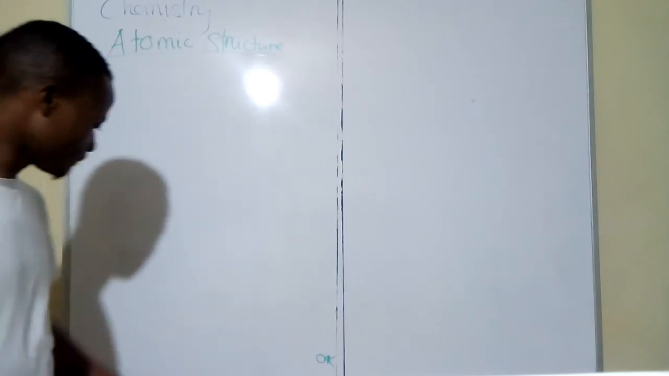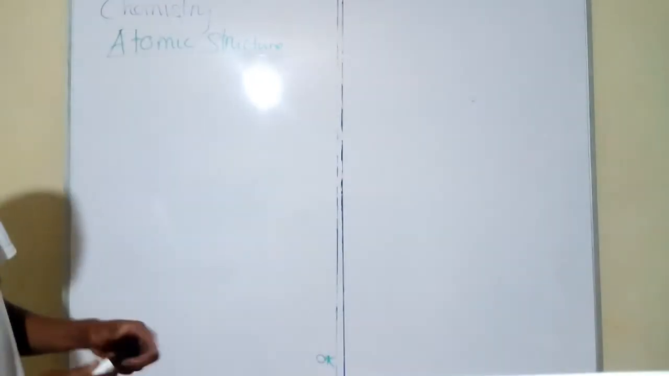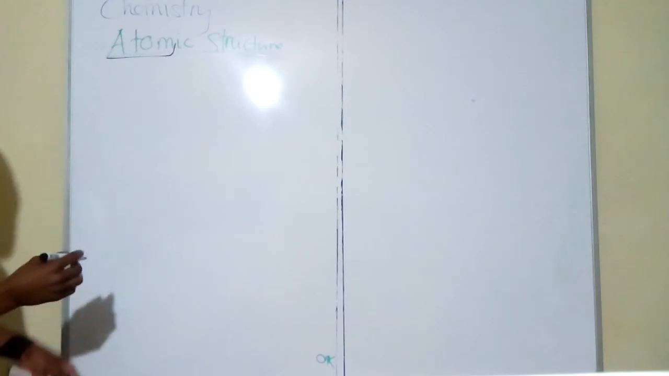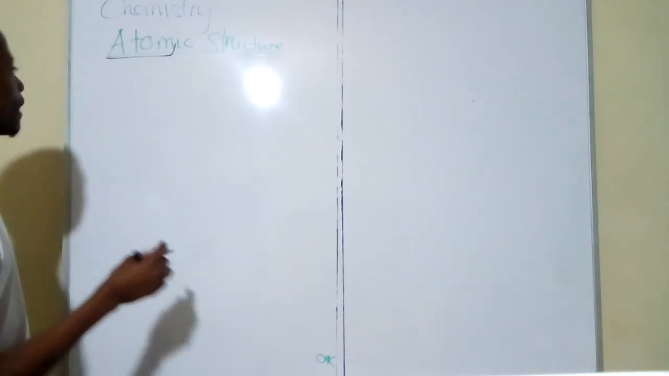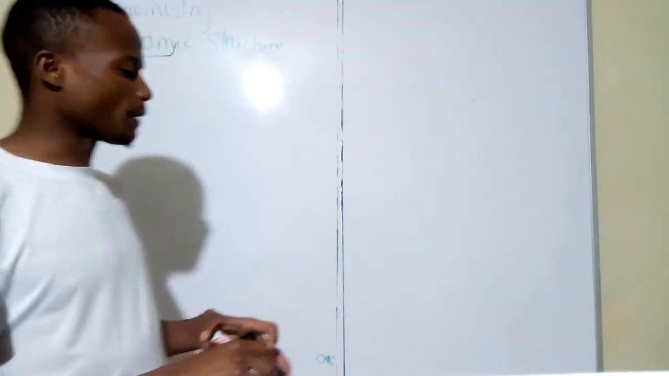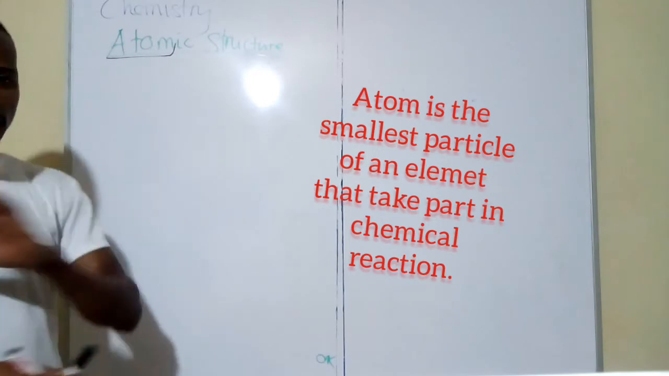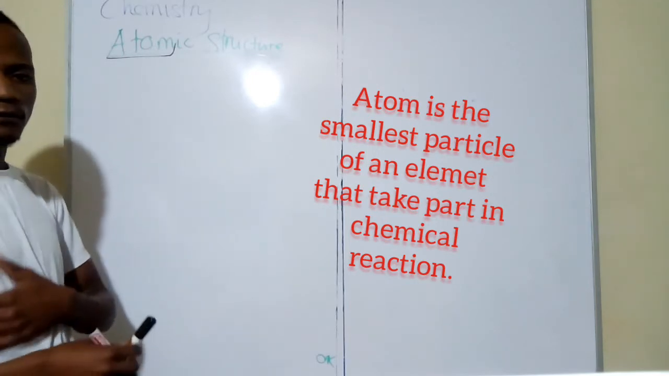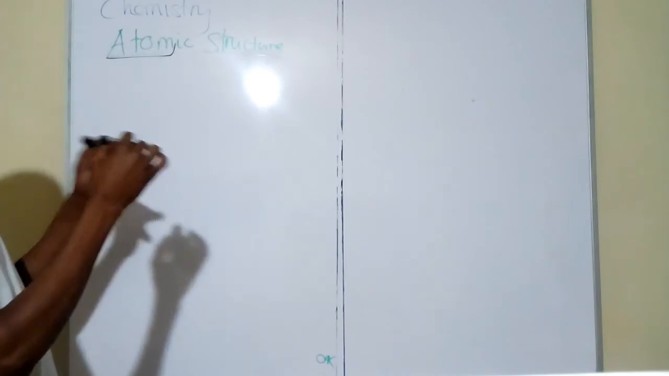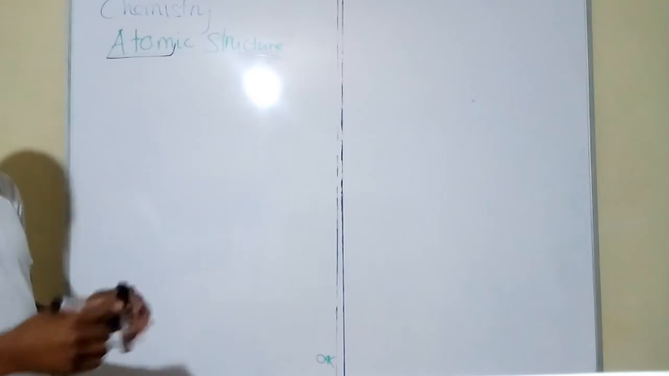Okay, so when looking at the atomic structure, we really have to know first the definition of the word atom. What is an atom? An atom is the smallest particle of an element which takes part in a chemical reaction. Now, the same atom can be represented in different ways.